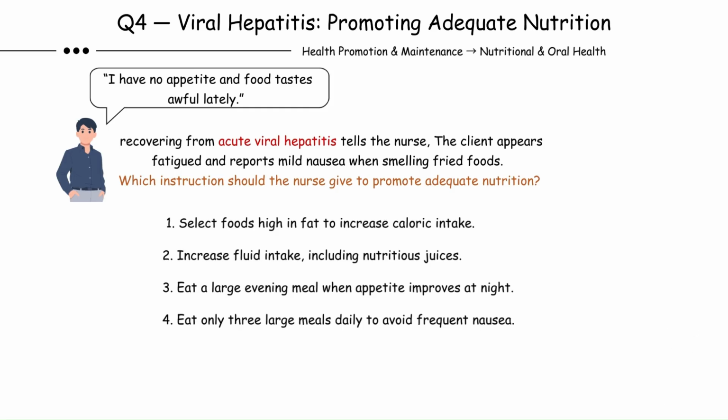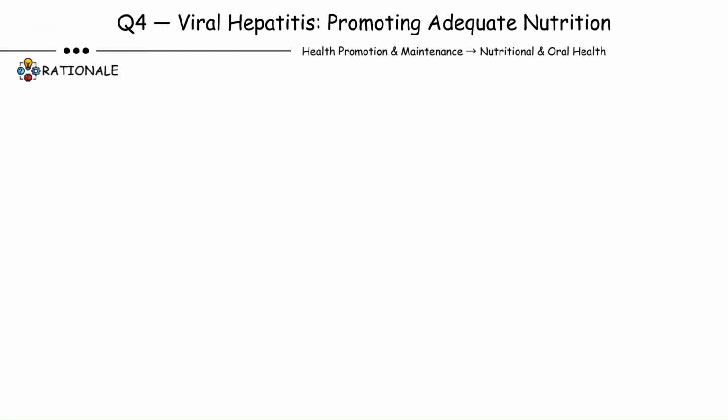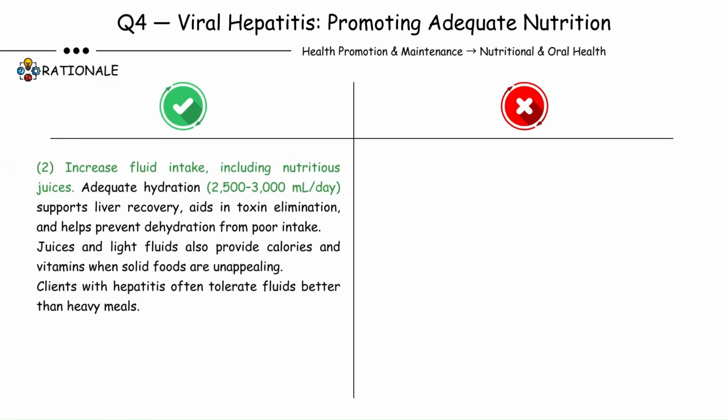The correct answer is option 2. Increase fluid intake, including nutritious juices. Rationale. Option 2 is correct because clients with hepatitis often tolerate fluids and juices better than solid meals. Aiming for 2,500 to 3,000 milliliters per day supports liver recovery, helps flush toxins, and prevents dehydration. Light fluids and fruit juices also provide calories and vitamins when heavier foods are unappealing.